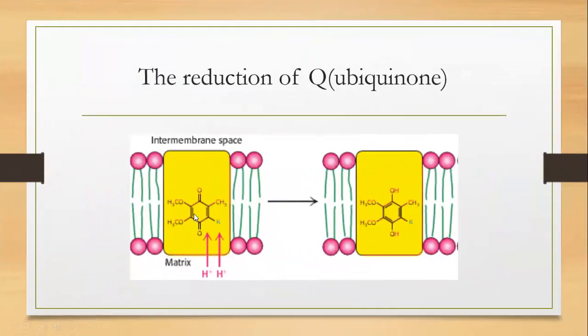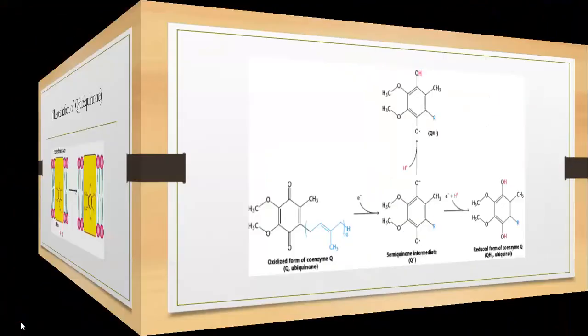So this is your ubiquinone, no? Nandoon din yan sa intermembrane space, nakakabit din siya dun sa inner membrane ng mitochondria. So ito yung matrix sa baba, yung sa taas yung intermembrane space. Ano? So this is your ubiquinone.